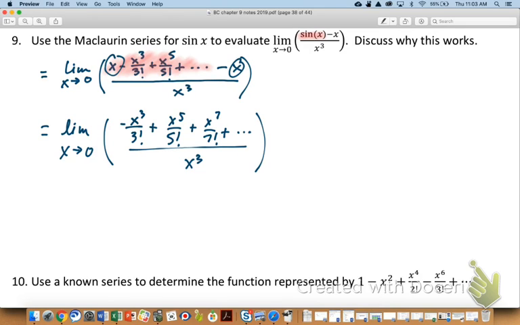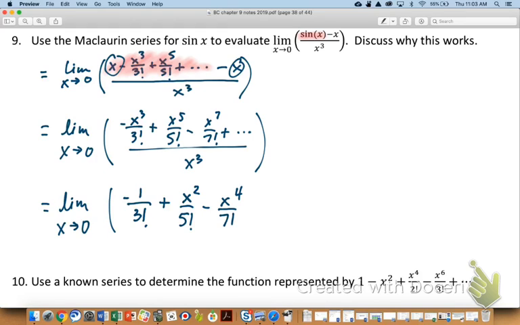Now, what do you see that's going to happen between the denominator and the numerator? You make cancellations, just subtracting 3 from all the exponents. Yeah, all the cubes would cancel out. So what this would look like is the limit as x goes towards 0, and this is the key to the whole deal right here, of negative 1 over 3 factorial plus x squared over 5 factorial. Oh, shoot. I accidentally put a plus where it should have been a minus. There we go. That's fixed now. Minus x to the 4th over 7 factorial.